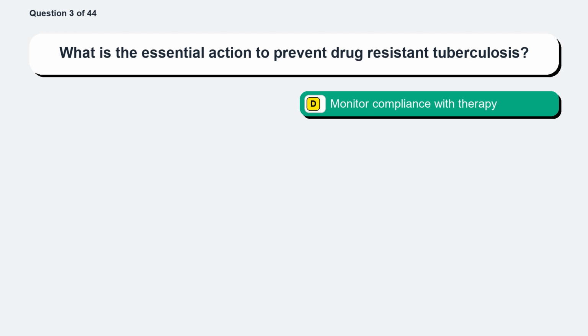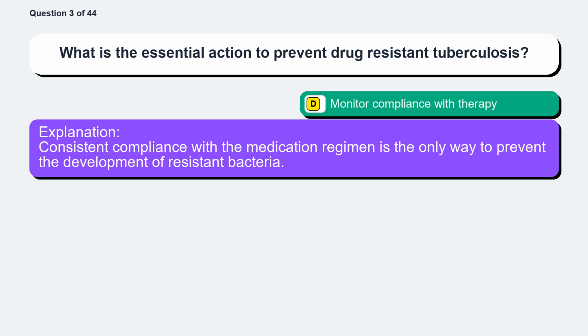The correct answer is option D, monitor compliance with therapy. Consistent compliance with the medication regimen is the only way to prevent the development of resistant bacteria.